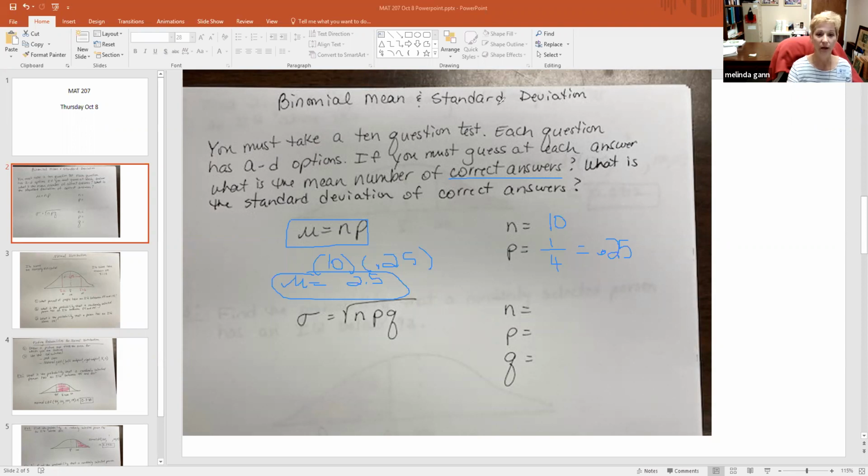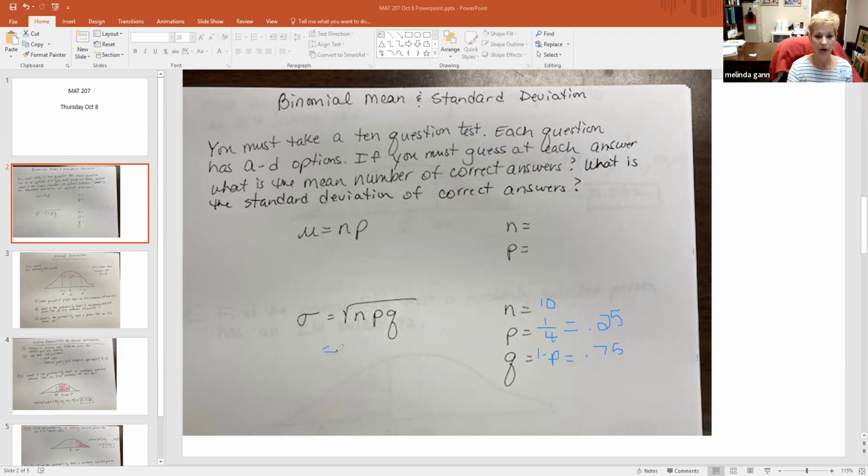Well, this is the formula on your sheet for standard deviation: the square root of n times p times q. So see, n is still 10. Your p is still 1 out of 4, so that's going to be 0.25, 25 hundredths. How do you find q when you know p? Remember, q is 1 minus p. So if I take 1 and subtract 0.25, I'm going to get 0.75.